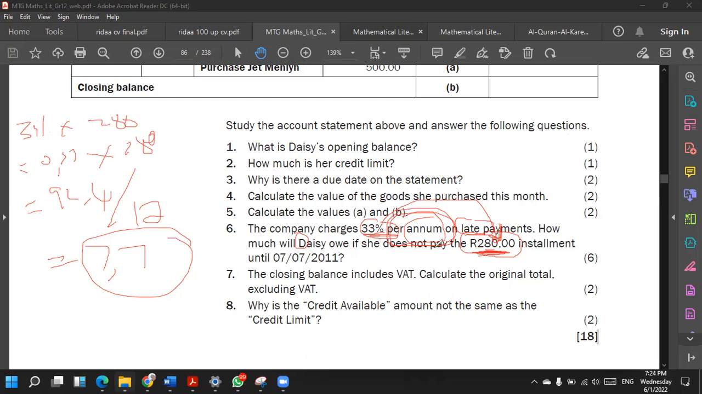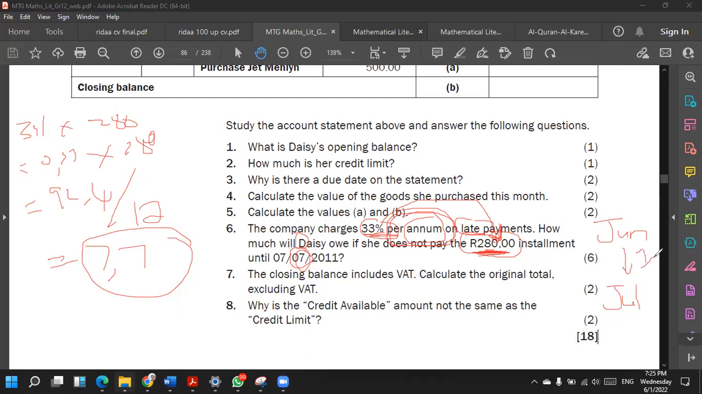How much will Daisy owe if she does not pay the 280 installment until July? Our due date is until June, right? Your answer is correct by saying per annum, but that's not the actual correct reason why we divide by 12. The actual reason is that they're asking how much she would owe if she does not pay until the 7th of July. From June until July, how many months is that?